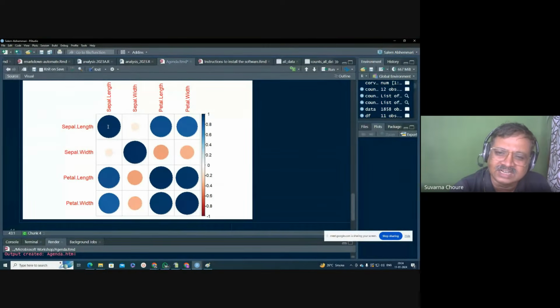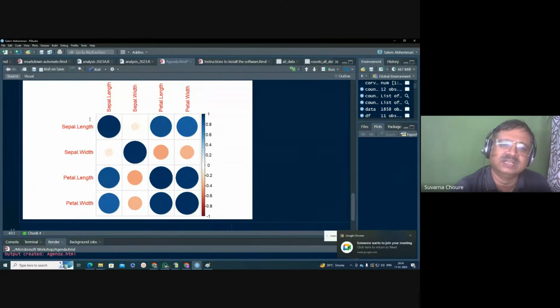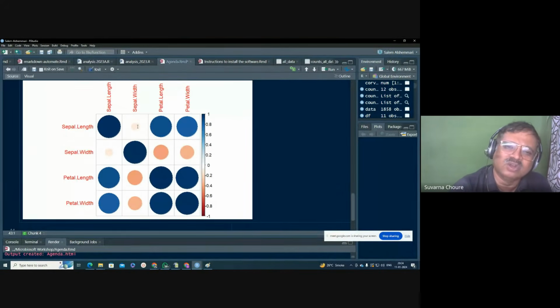Wherever you see a dark point, a very high correlation is there, almost 1. Sepal length with sepal length is 1, sepal width with sepal width is 1. Wherever the color is darker, petal length and petal width have a very high correlation. Very little correlation is there between sepal width and sepal length. And little correlation is there between petal length and sepal width, and petal width and sepal width. But petal length, petal width and sepal length have a good degree of correlation.